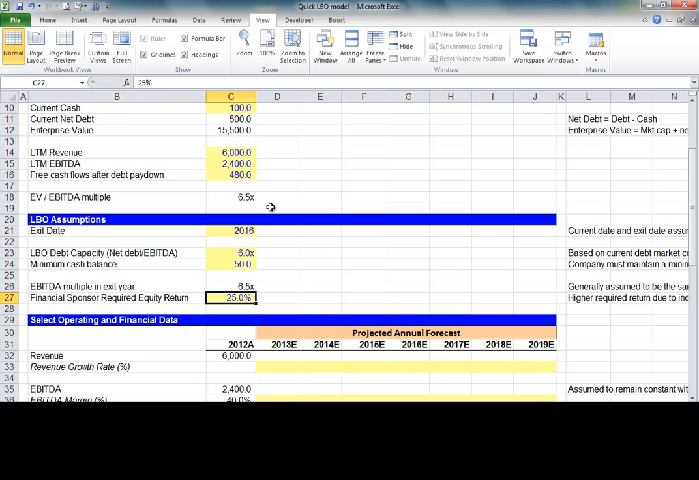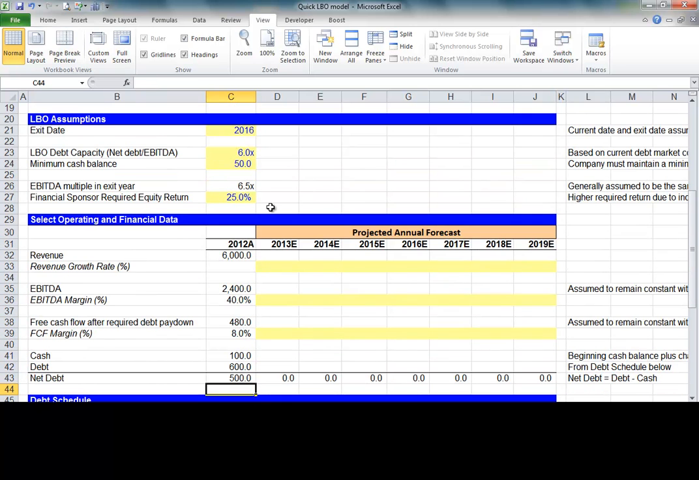Remember, we're borrowing a bunch of debt. So it's going to make the riskiness of this transaction a little bit higher. So, of course, the higher the risk, the greater the potential returns we need as a financial sponsor. So we're going to say that that's a 25% required rate of return.